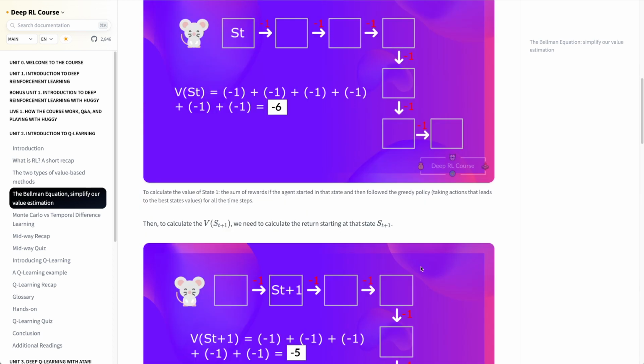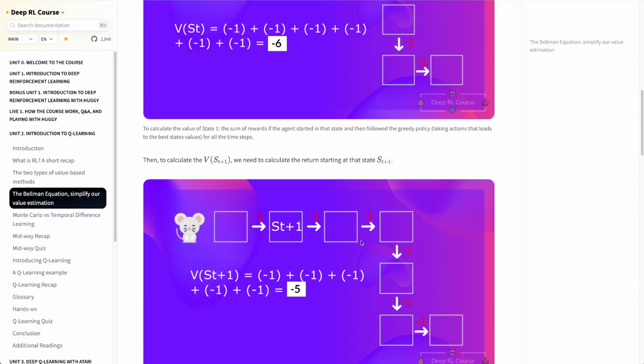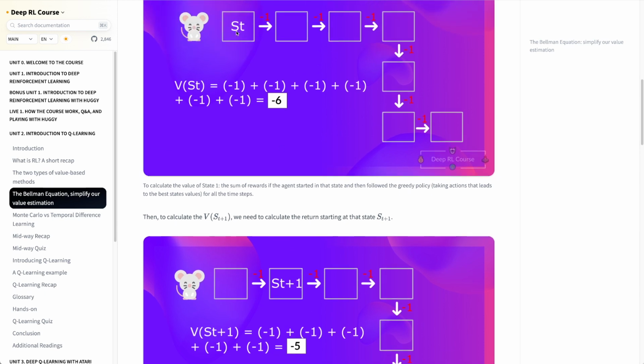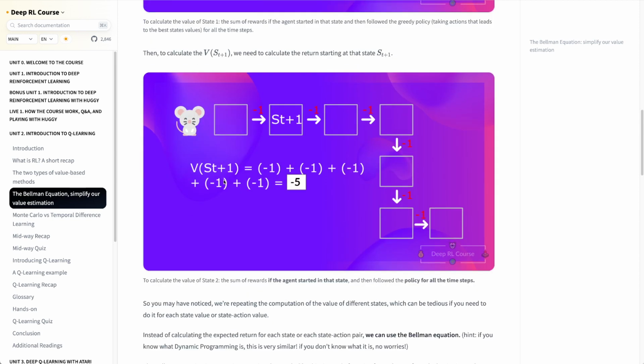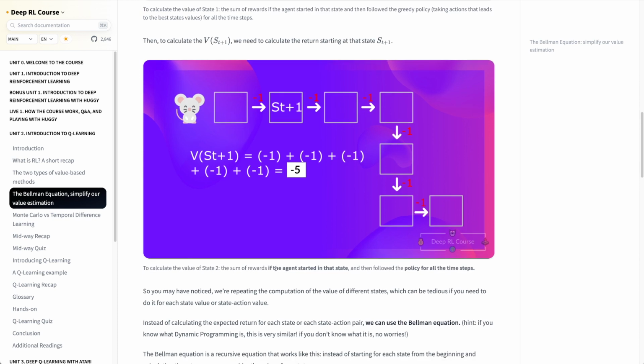Then to calculate the value of the state at time t plus 1, we need to calculate the return starting at that state, right? So starting here. So we have to calculate this one. To calculate the value of state 2, the sum of rewards the agent started at that state, and then follow the policy for all time steps.